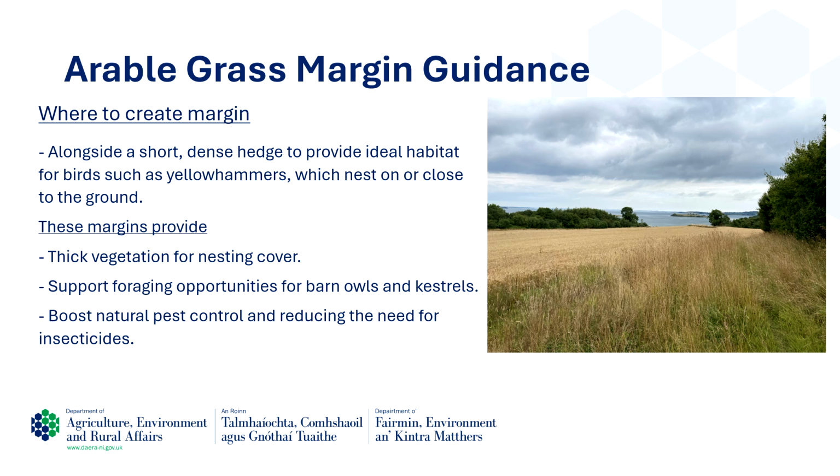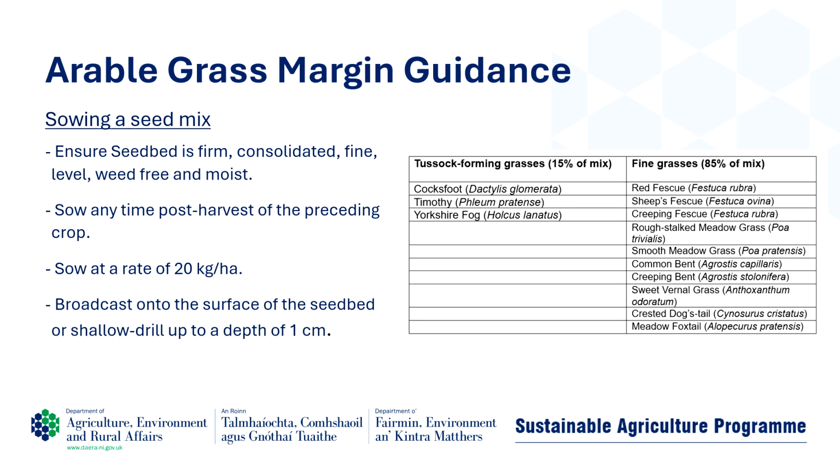These margins also play an important role around arable fields by boosting natural pest control and reducing the need for insecticides. Using a seed mix from the table, sow on a seedbed that is firm, consolidated, fine, level, weed-free and moist, any time post-harvest of the preceding crop, at a rate of 20 kilograms per hectare. You can either broadcast the seeds onto the surface of the seedbed to help germination, or shallow drill the seeds up to a depth of 1 centimeter. Small seeds may struggle to germinate when sown deeper than 1 centimeter.